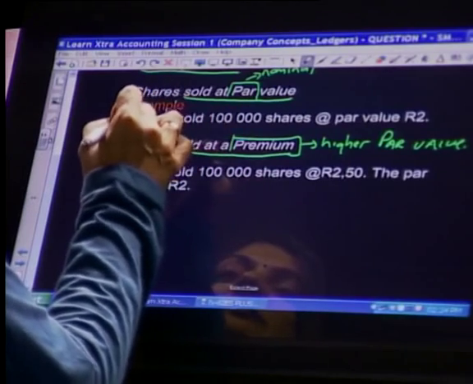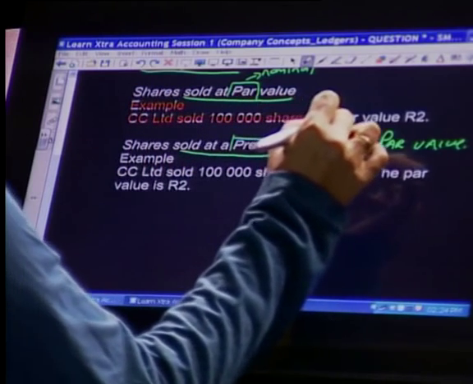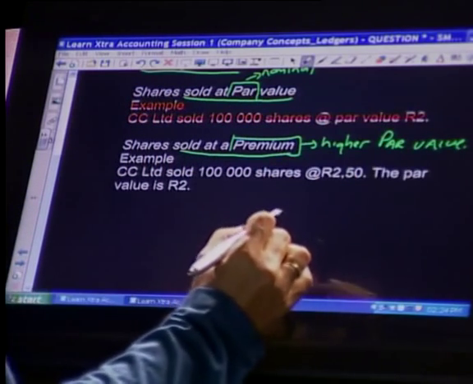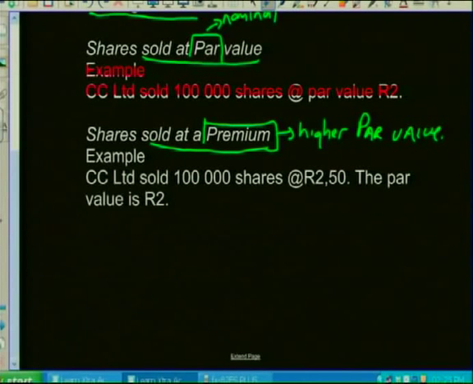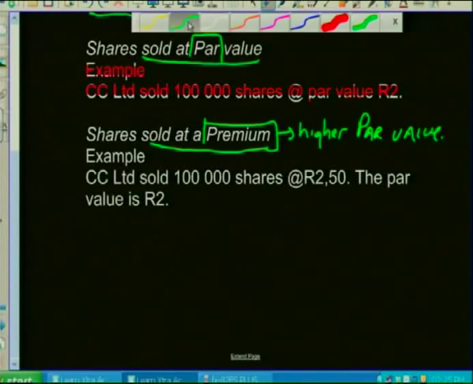Right, let's look at an example and let's look at the accounts that will be affected. I'm going to start with the very first example. Okay, let's just look at this example. We've got CC Limited sold 100,000 shares at a par value of 2 Rand. Right, let's now look at the accounts that will be affected with this transaction.